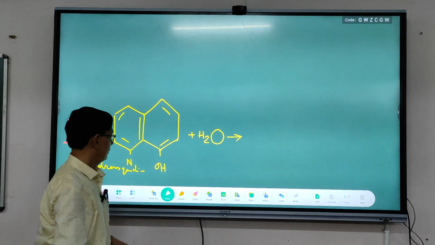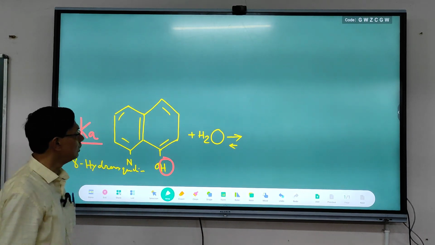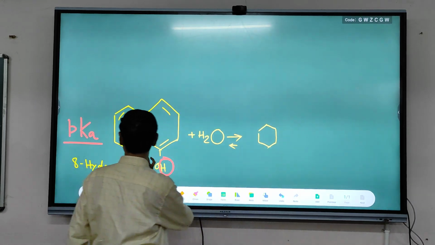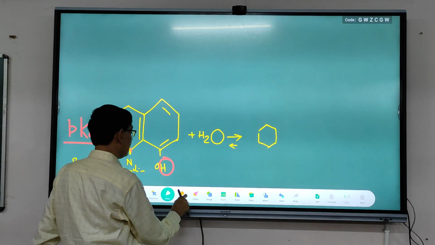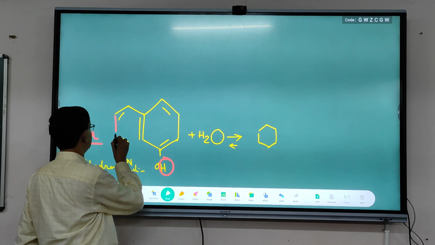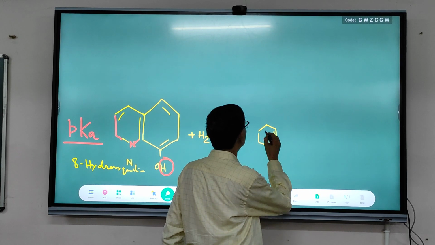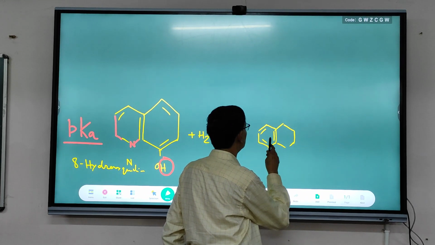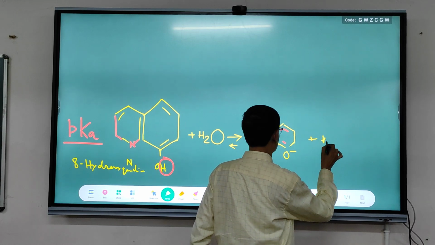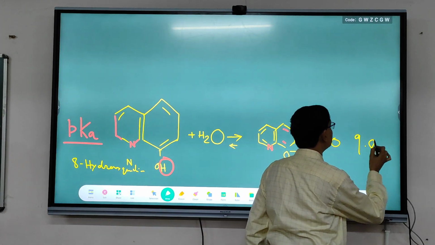So simply, I think from here the proton is removed, and its value is, for the nitrogen, I think this value is around 9.89 pK.